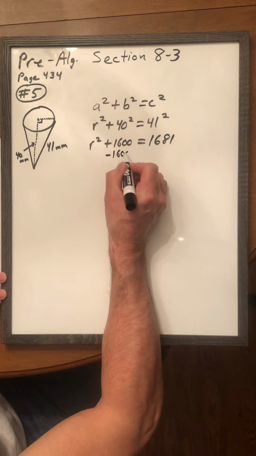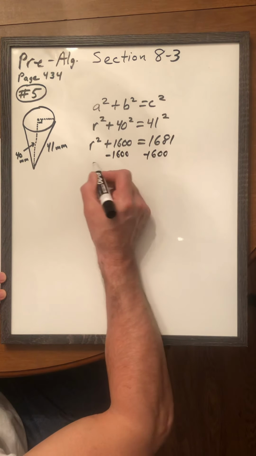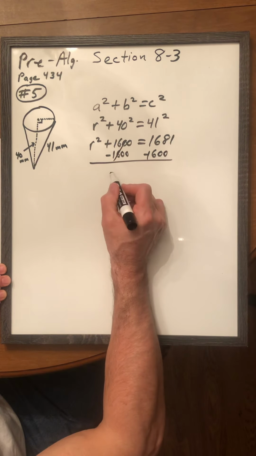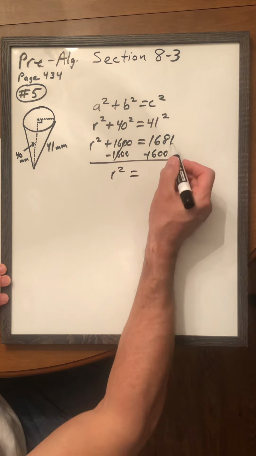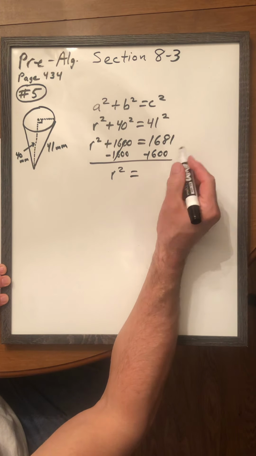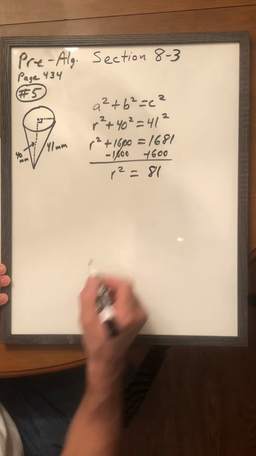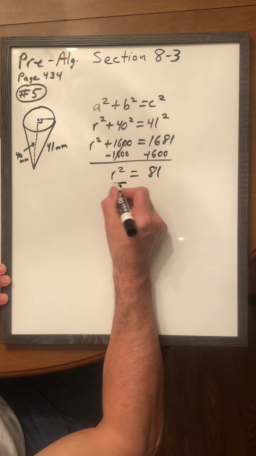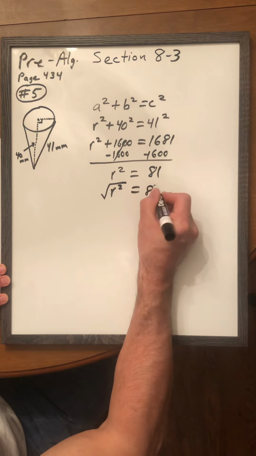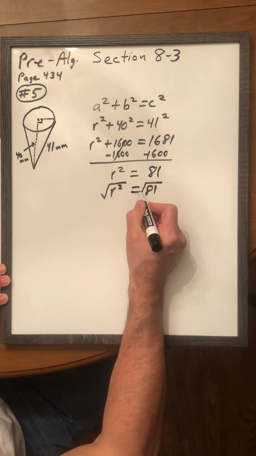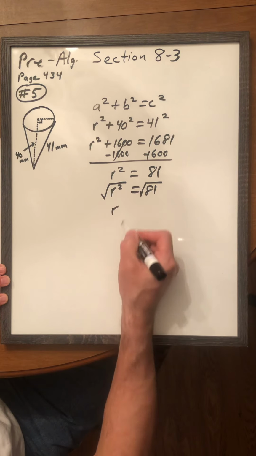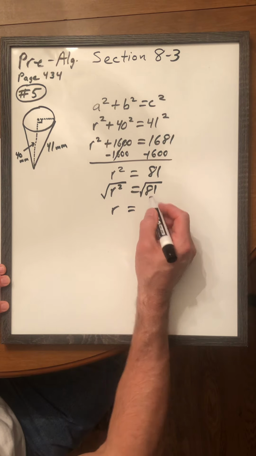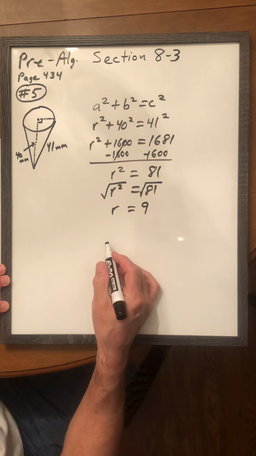I'm solving for R squared, so I've got to get 1,600 over to this side. I'm going to subtract 1,600. I'll draw my line. That gets rid of those on this side, and that just leaves me R squared. Then 1,681 minus 1,600 leaves me 81. Now to get to R, we take the square root of both sides. The square root of R squared is just R, and the square root of 81, a perfect square, is 9.